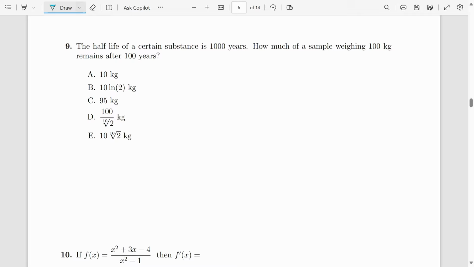Question 9, the half-life of a certain substance is 1,000 years. How much of a sample weighing 100 kilograms remains after 100 years?